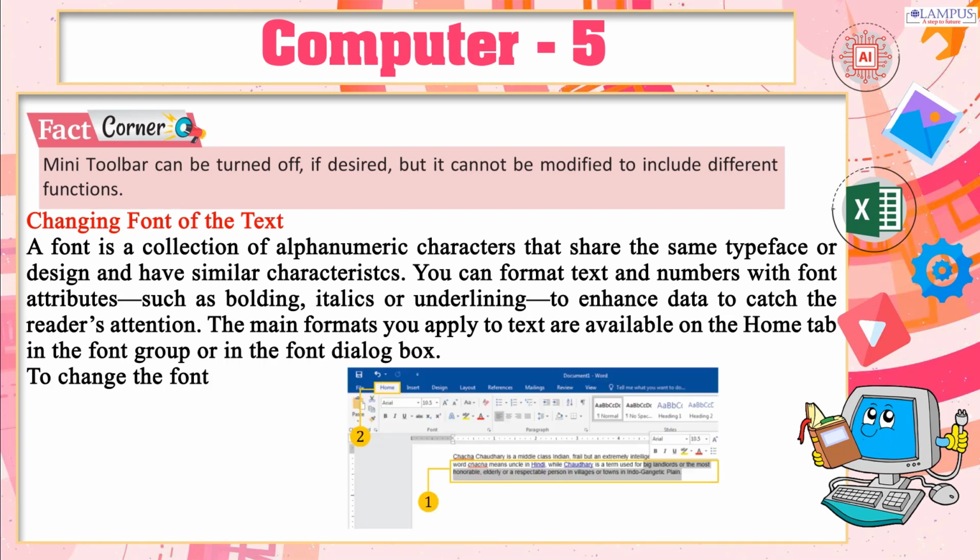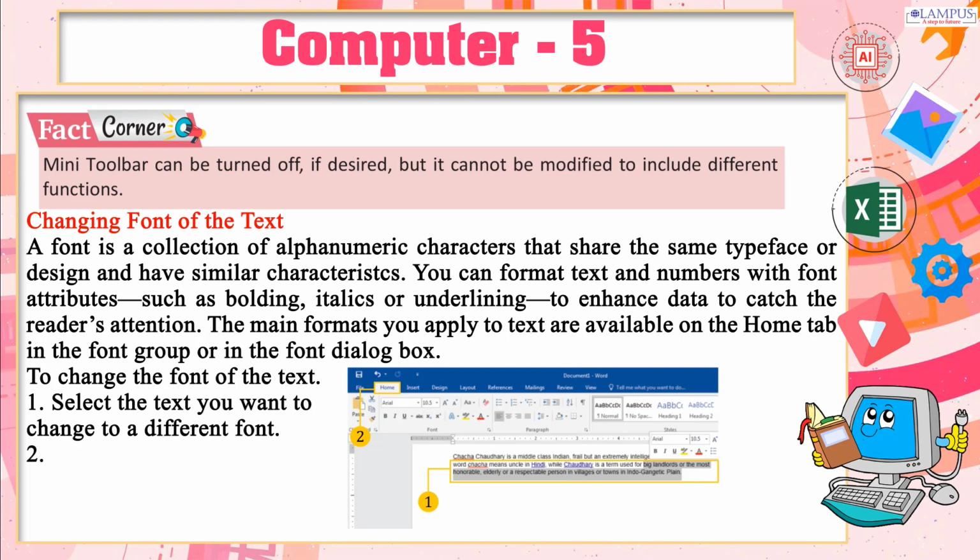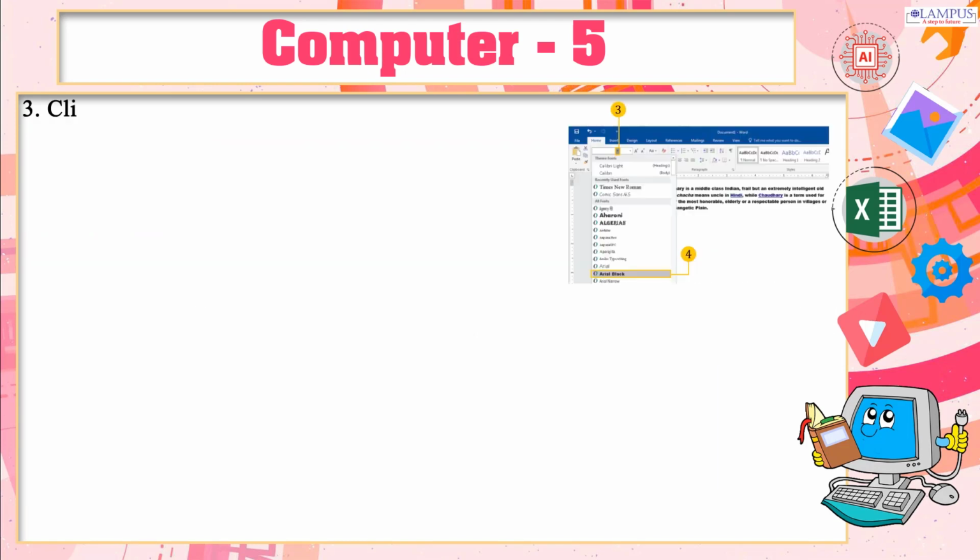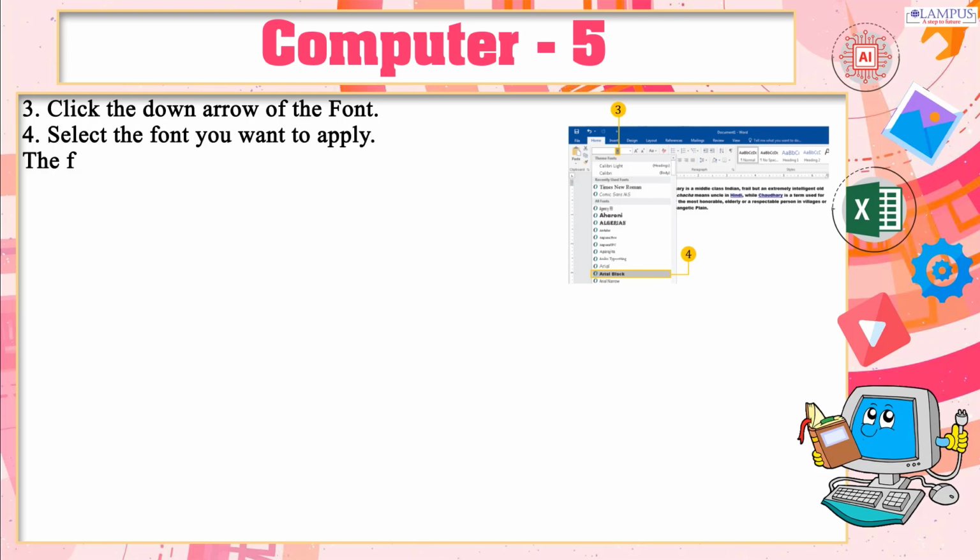To change the font of the text. 1. Select the text you want to change to a different font. 2. Click on the Home tab. 3. Click the down arrow of the font. 4. Select the font you want to apply. The font of the text you have selected is changed now.